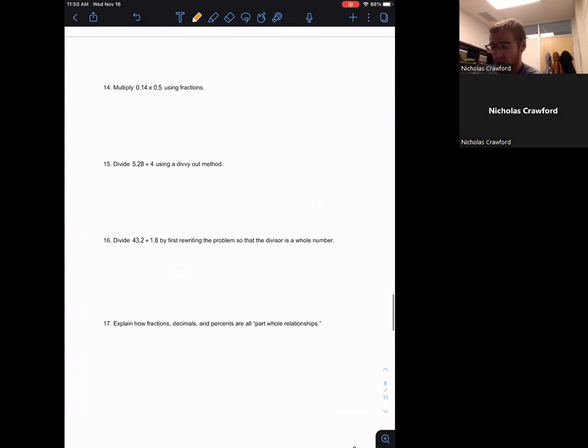Okay, let's move on to like 14, let's say. So 14 says 0.14 times 0.5 using fractions. Okay. So first thing we have to do is write these as a fraction. So the best way to write them as a fraction is just to say what they are. So this is 14 hundredths, and this is 5 tenths. So 14 over 100 times 5 over 10.